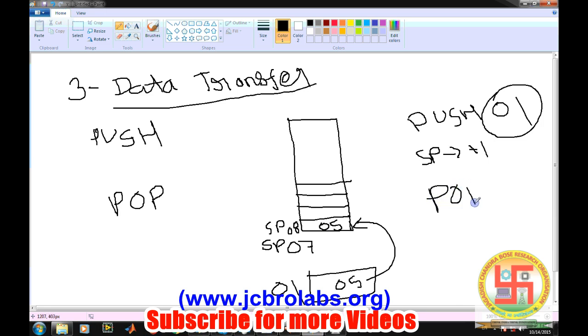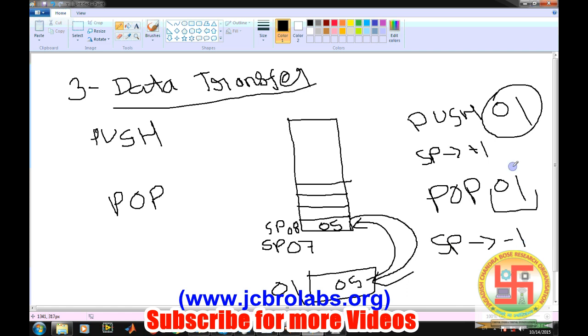Similarly, what does pop do? Pop 01: whatever data is at the location the SP points to, it transfers that data to the RAM location specified, and then decrements the stack pointer address by 1. So this is how the data transfer operation takes place.